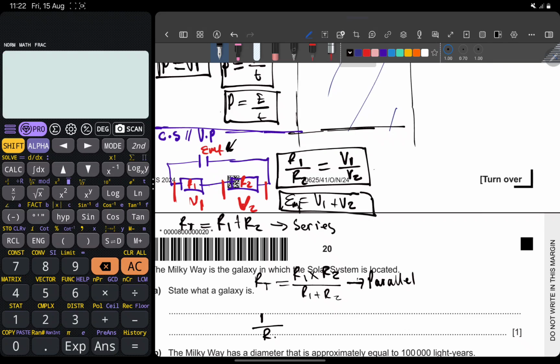If you have more than two, you would use this. 1 over RT will be now 1 over R1 plus 1 over R2 plus 1 over R3. Okay, remember this one. And you are done.